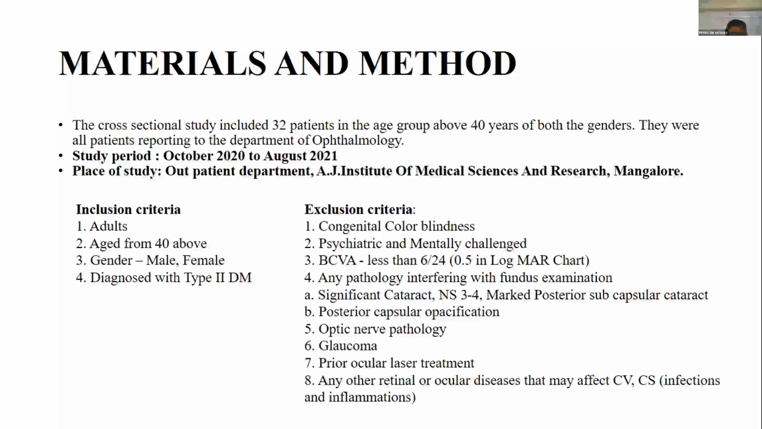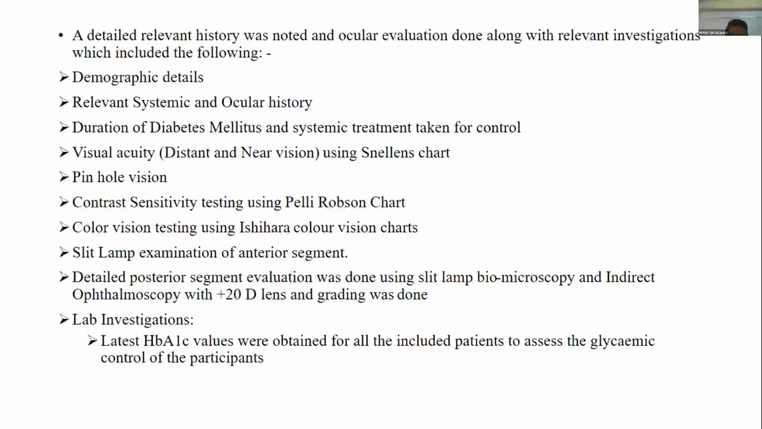The inclusion criteria: adults aged 40 and above, of both genders, diagnosed with type 2 diabetes mellitus. The exclusion criteria: congenital color blindness, psychiatric illness and mentally challenged, best corrected visual acuity less than 6/24, any pathology interfering with fundus examination like significant cataract or marked posterior subcapsular cataract and posterior capsular opacification, optic nerve pathology, glaucoma and prior ocular laser treatment, and any other retinal or ocular disease that may affect color vision and contrast sensitivity.